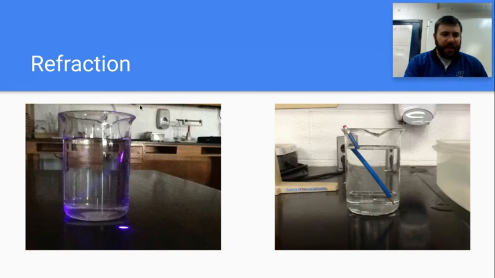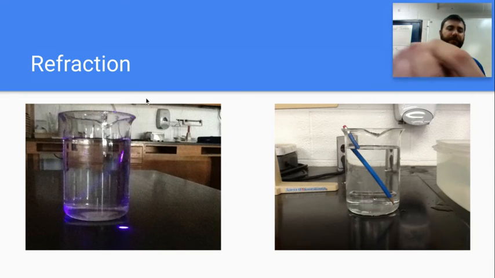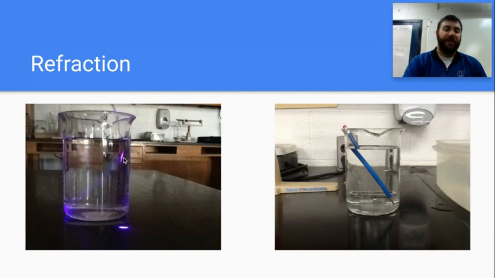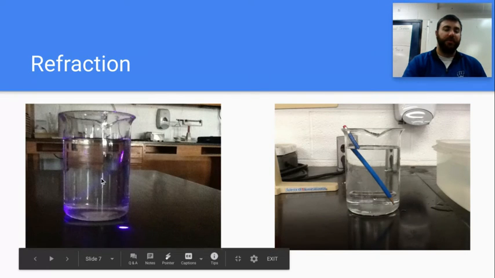In this picture, I have the laser pointer pointed basically down like this. You can see that some of that light reflects here, at the angle I have it, but some of it refracts and bends through this water.